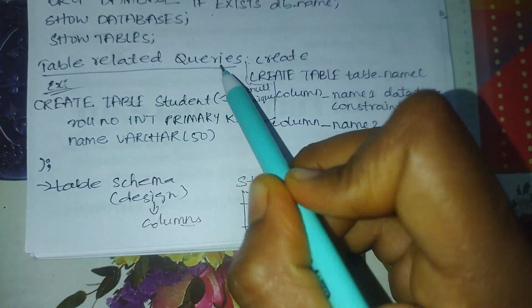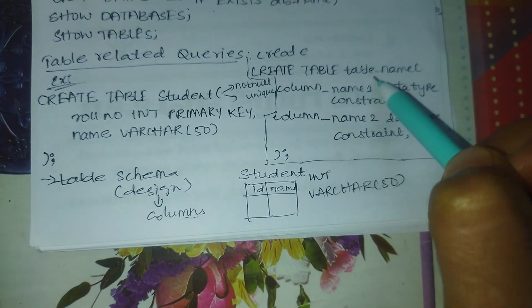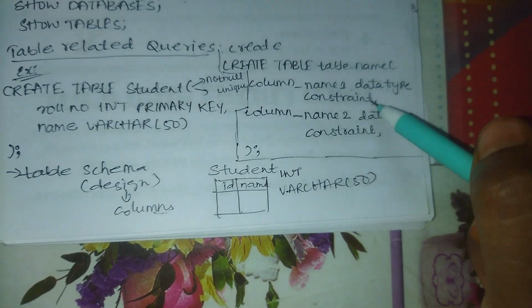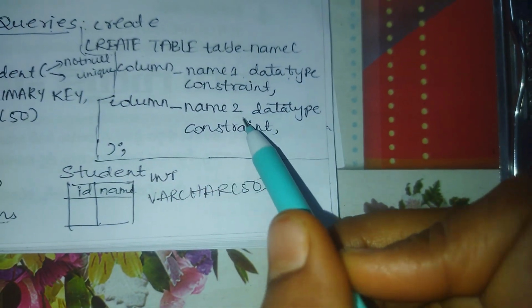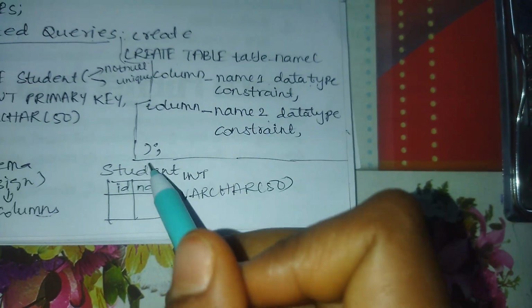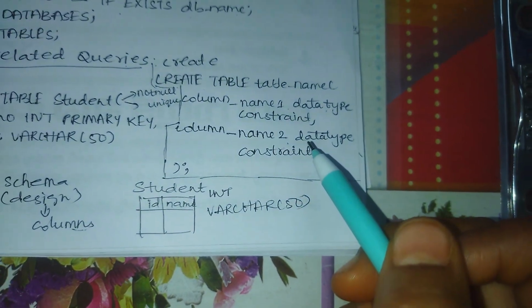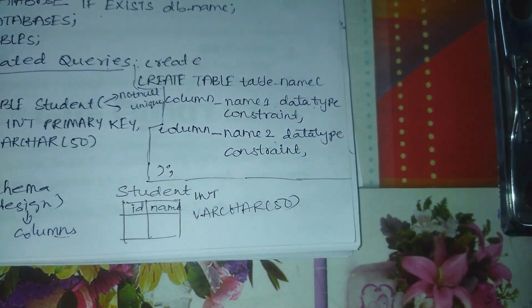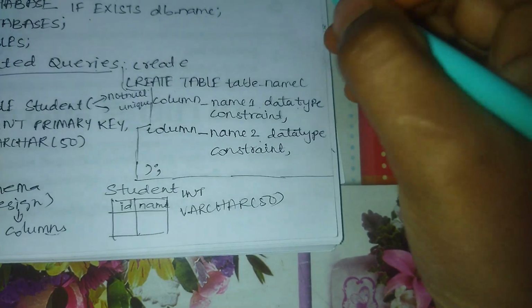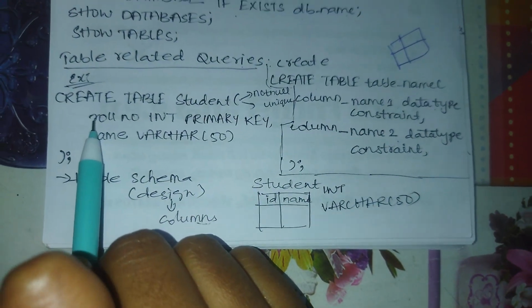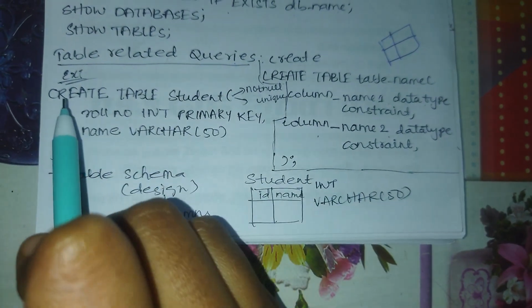Table related queries: create a table name with column name 1, data type, constraint, column name 2, data type, constraint. After that, closing the code. Then it will create the table with column name 1, column name 2, like that. This is the structure, this is the example.